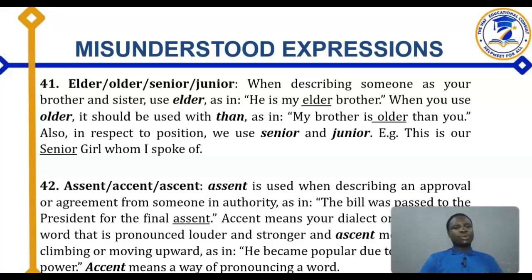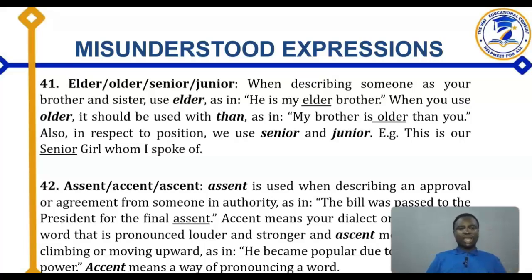When you are describing someone as your brother or sister, when somebody is your sibling, are you taking note of that? You use elder. And when the person is your sibling and you are older than the person, you are going to say younger. Are we together? So don't say it's my senior brother. No, he is my elder brother. It means you are senior. You are siblings, and the person is older than you.